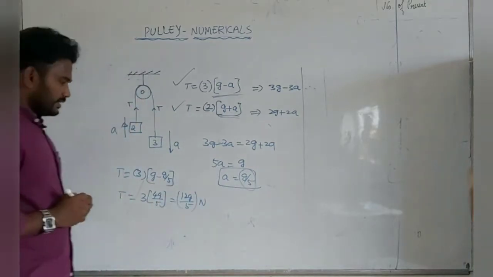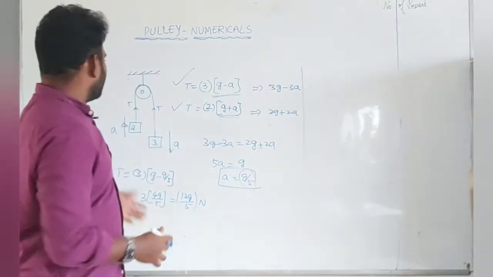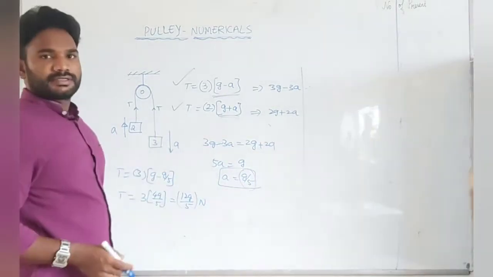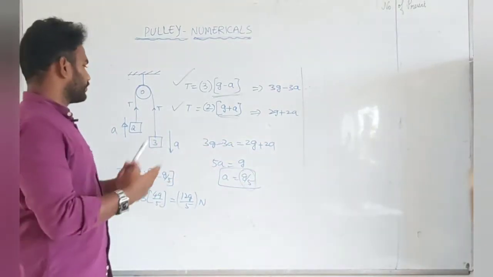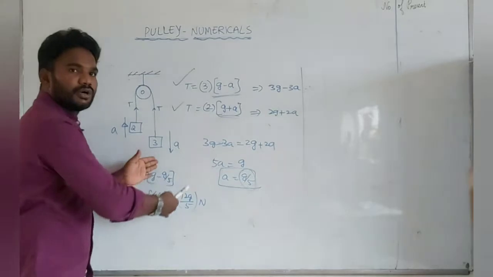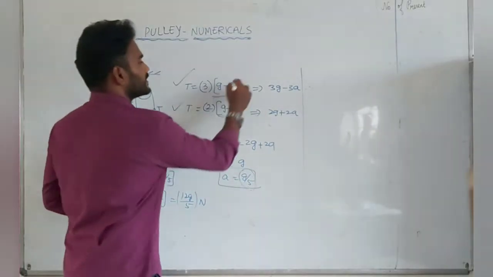That's it guys. See how simple it is. Any problem we can solve by this method. N number of problems. Whichever object is coming down, we should take it as G minus A.